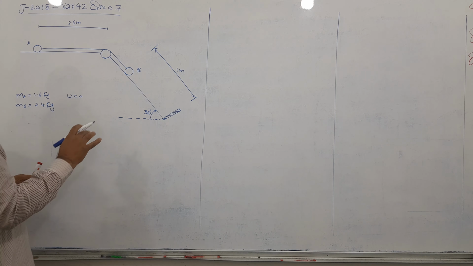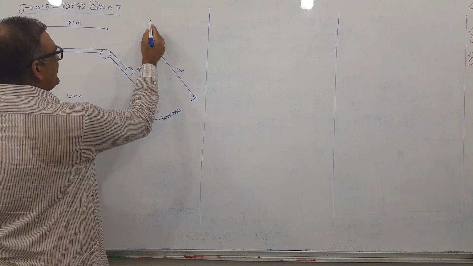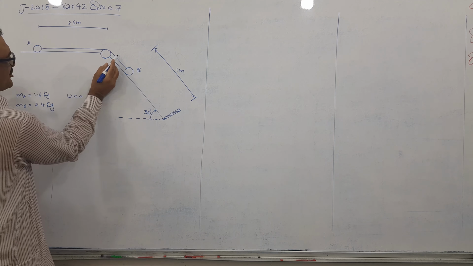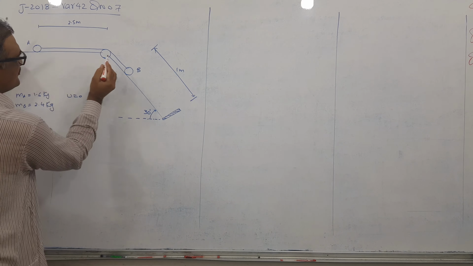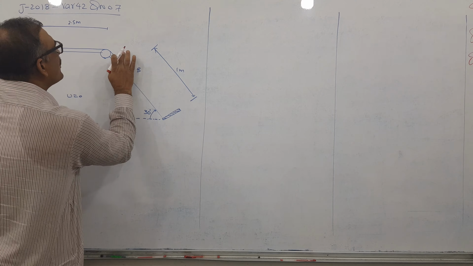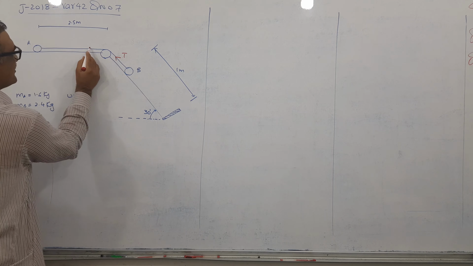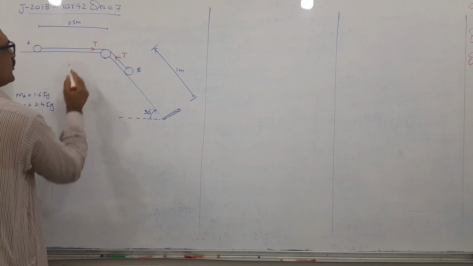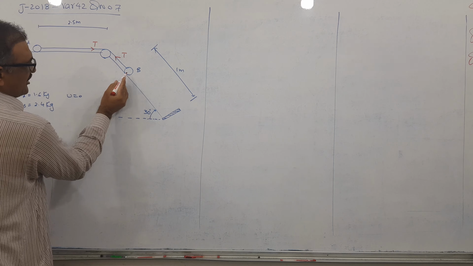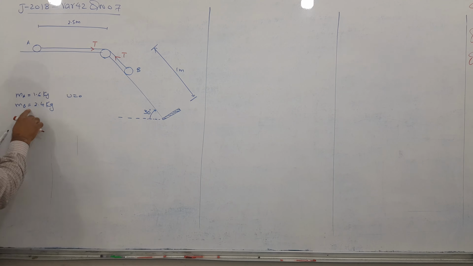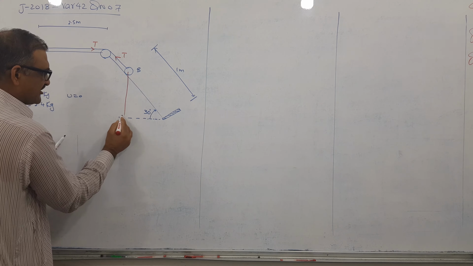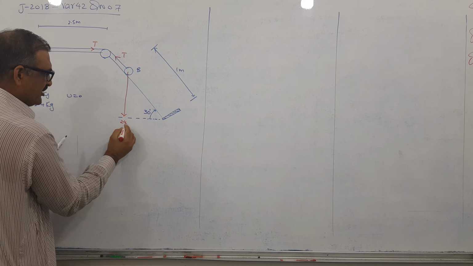The rule of the topic: whenever we have the same string and we pull this way, the tension is always the same. It means this tension towards the pulley and this tension towards the pulley are always equal to each other. And naturally this is mass B, 2.4 into 10, 24, so this is 24 newtons acting downwards.